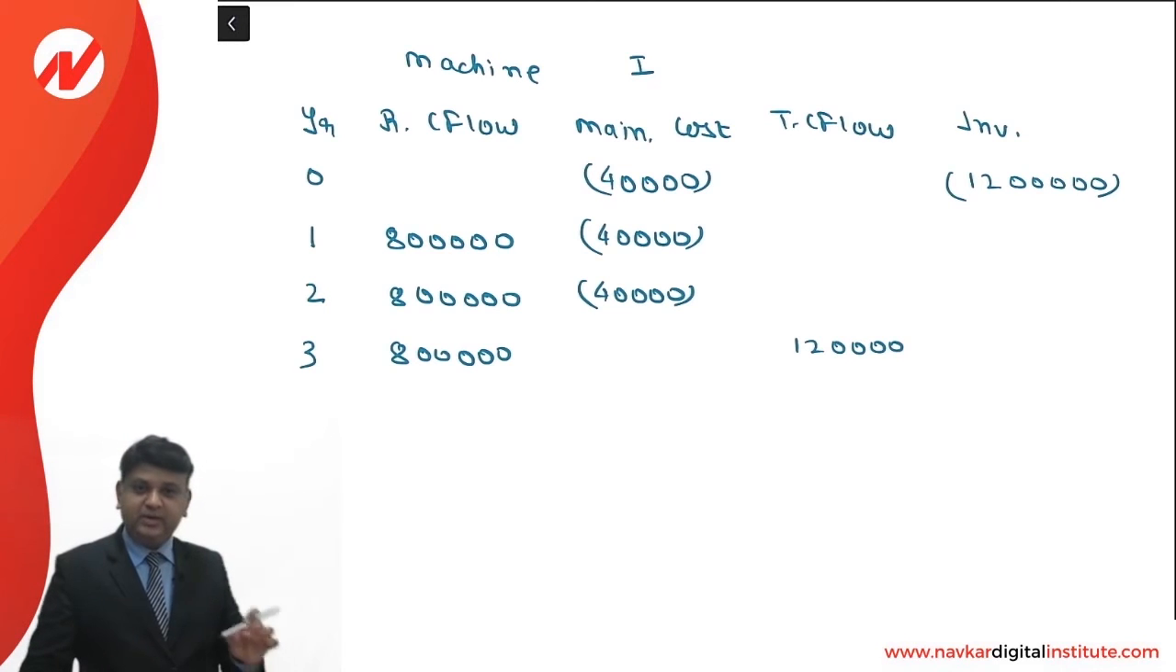In year 0, it will be 12,40,000 outflow. End of year 1, inflow of 7,60,000. End of year 2, inflow of again 7,60,000. And end of third year, inflow of 9,20,000. This is the way the net cash flow will be found, which will be discounted for the purpose of NPV calculation.